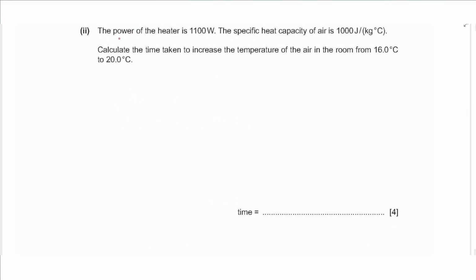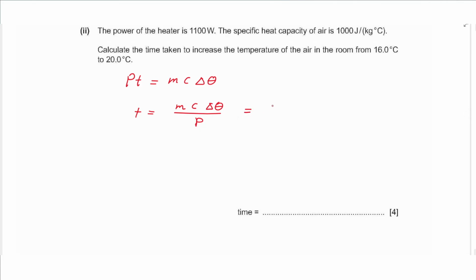Part I says the power of the heater is 1100 watt. The specific heat capacity of the air is 1000 joules per kilogram degrees Celsius. Calculate the time taken to increase the temperature of the air in the room from 16 to 20 degrees Celsius. So we use Q is equal to mc delta theta, or we replace Q, which is the thermal energy, by power multiplied by time, and then we say it's equal to mc delta theta. We want the time, so we divide the mass and C and delta theta by the power.